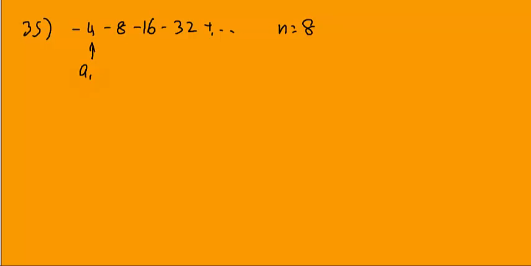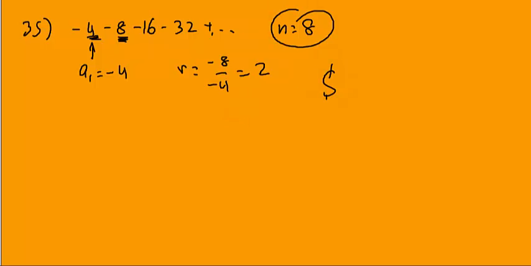Okay, we know a sub 1, which is negative 4. My ratio is any number divided by the previous one, so negative 8 divided by negative 4, which is going to give me 2. And n, they give me that. So here's the formula: S sub 8 is equal to the first term, which is negative 4, times 1 minus the ratio, which is 2, raised to the 8th power, that's my n, all that over 1 minus 2.